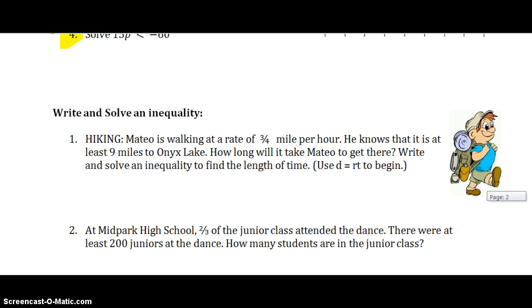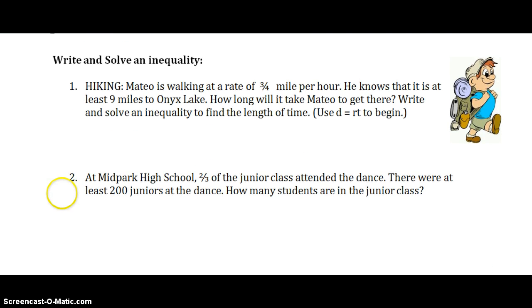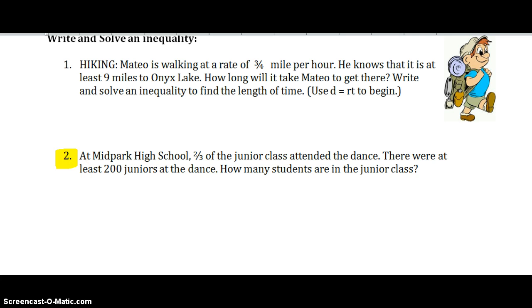And moving right along, let's do one word problem together, and of course I'll leave number 2 for you to practice on your own. All right, Mateo is walking at a rate of 3/4 miles per hour. That sounds important. He knows that it is at least 9 miles to Onyx Lake. Oh, there's that key word, or 2 keywords, at least. That means it's not equal to, it's going to be an inequality. It's at least 9 miles, that's important, to Onyx Lake.